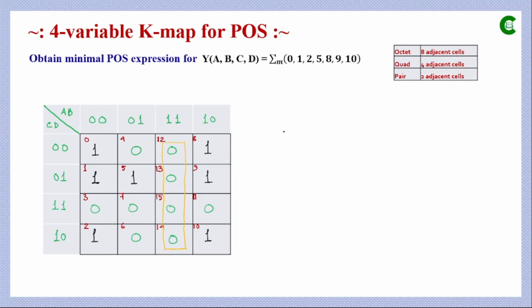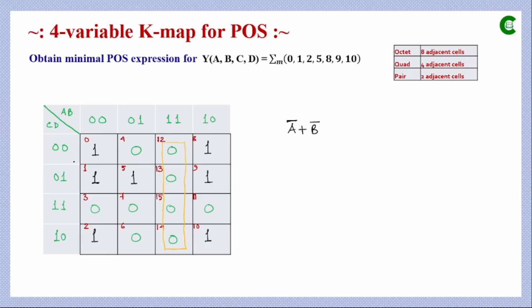So for A and B, the variables that we will be taking are, since the value of A is 1, A complement, and since the value of B is also 1, B complement. And since this is product of sums, for every term it will be an OR operation, or summation.